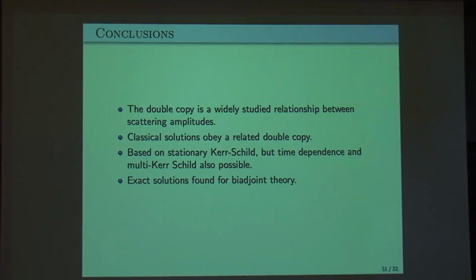So, my conclusions. The double copy is a widely studied relationship between scattering amplitudes. If it's really a property, though, of gauge theories and gravity, there should be some non-perturbative or exact manifestations of it. And what we've shown is that classical solutions do obey a related double copy. We've got a particular family of those based on stationary Kerr-Schild, but we also know some extensions to that. So we have time dependence in there for some of them, and also multi-Kerr-Schild solutions. And then I've also presented some exact solutions for this biadjoint theory with a rather optimistic hope that those could be useful in trying to find a non-perturbative analogy of the double copy.